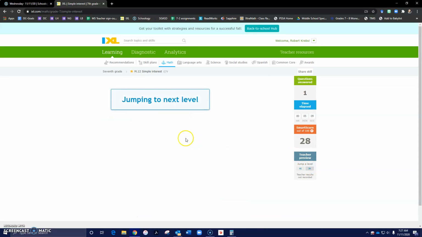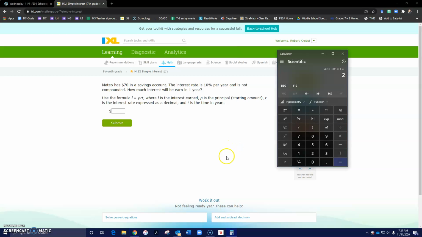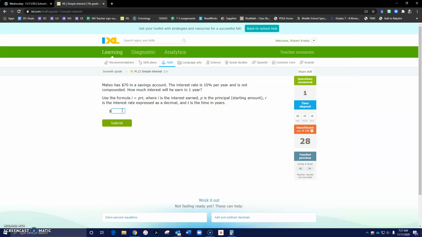All right. If we go up a level, same idea. Mateo has $70. The interest is 10% per year and is not compounded. How much will he earn in 1 year? So again, I just take my principal, $70, times my rate, 10%, which I'm going to move that decimal back 2 places and get 0.10, times the amount of time in years, which is 1 year, times 1. And when I hit equals, I get $7.